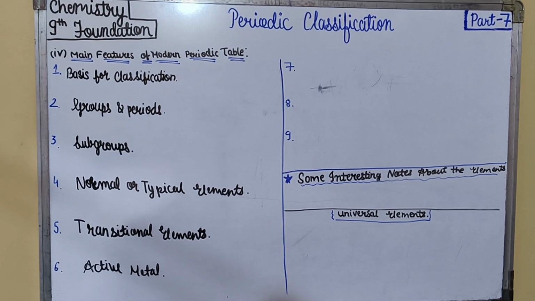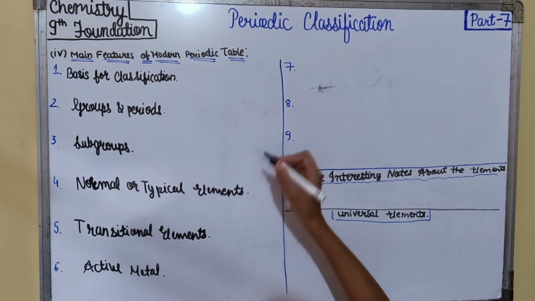Now, active metals. The strong metallic elements are placed in 1st A and 2nd A groups on the left hand side of the transitional elements. 7th is active non-metals. The strong non-metallic elements are placed in 7th A and 6th A on the right side of the transition elements. These are the active non-metals.